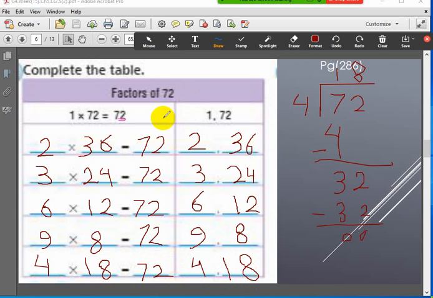So look, for this number, how many factors do I have? I have a lot of factors: 2, 36, 3, 24, 6, 12, 9, 8, 4, 18. I have a lot of factors for this number. How will I know those factors? From divisibility rules, which will help me to know if the number is divisible by this number or this factor or not. If you finish, please type 1 in the chat, girls.